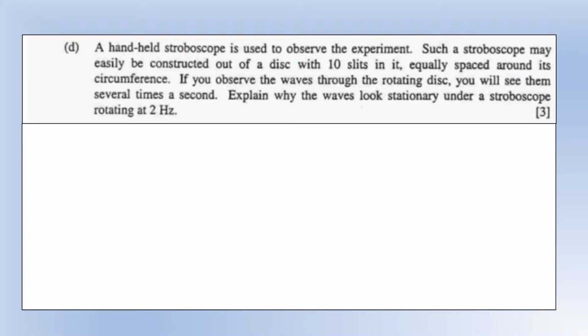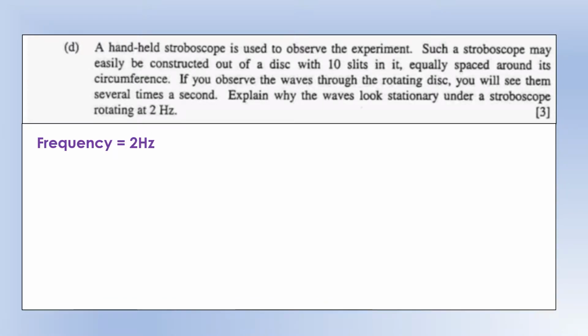Okay. So a handheld stroboscope is used to observe the experiment. You might have used one of these. It's basically a giant circular wheel with some holes in it, so you can observe periodically. So this one is a disc with 10 slits in it. Each is equally spaced around the circumference. If you observe the waves through the rotating disc, you'll see them several times a second. Explain why the waves look stationary under a stroboscope rotating at 2 Hertz.